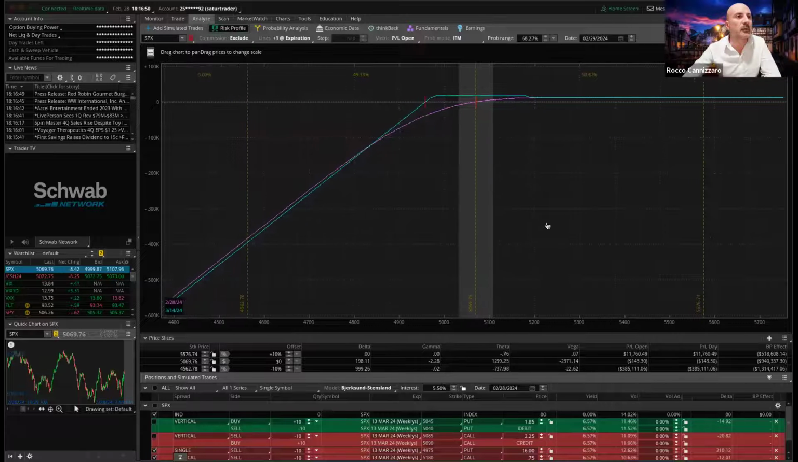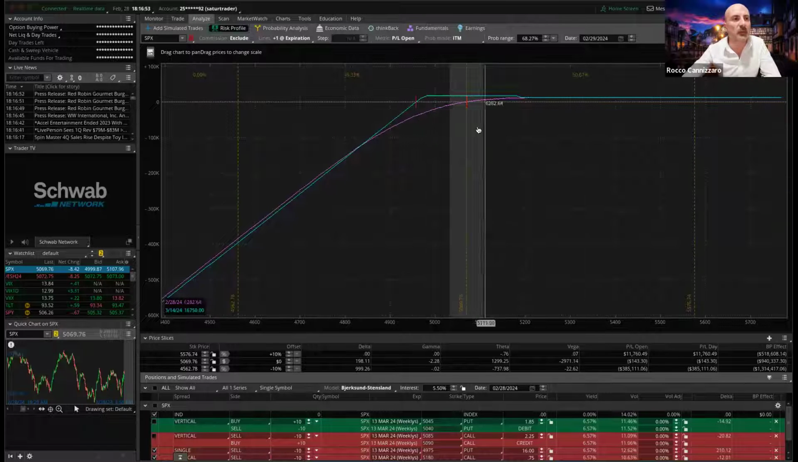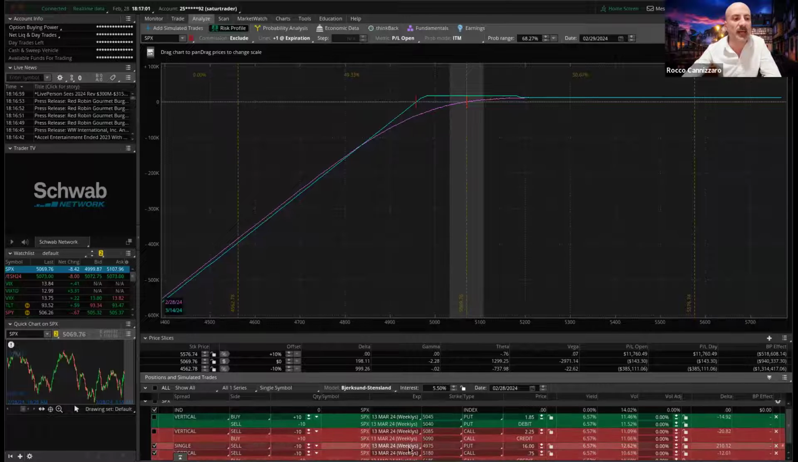So this would be the risk graph that we combine. What happens is obviously we get the premium from the put, but we also get a premium from the short call that we're selling, and obviously you can play with the size, the width of the spread. But the whole point of this trade is that you want to have zero risk on the downside.